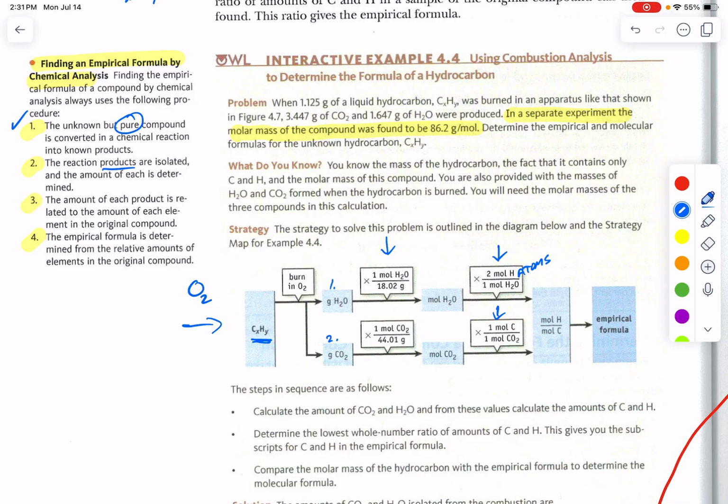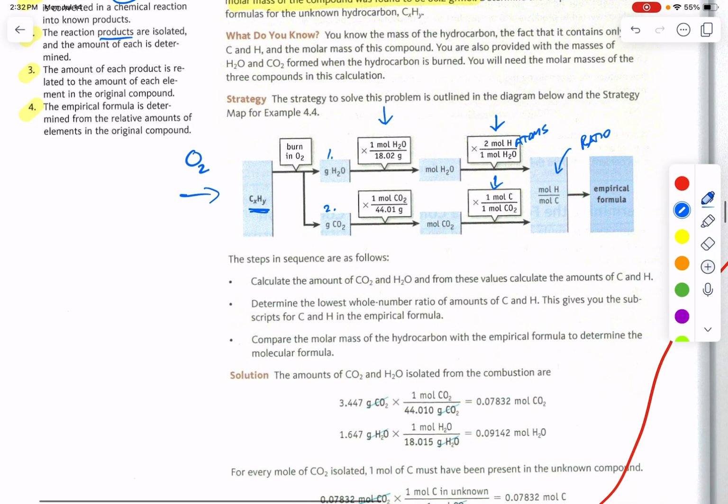Once we know our moles of hydrogen atoms and moles of carbon atoms, we can create this ratio right here. And that ratio can give us the empirical formula. For example, if the ratio came out to be 2 to 1, that means my formula would be H2C, or we would say CH2 would be my empirical formula as an example. But we'll find out whether or not they made it nice and simple like that in this example. So hopefully you get the idea of what's going on.